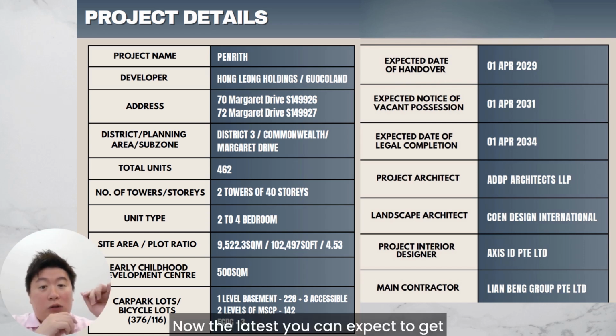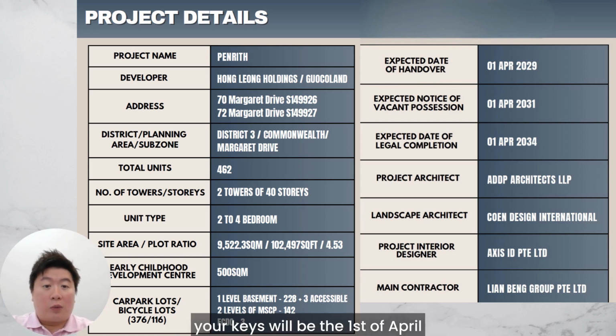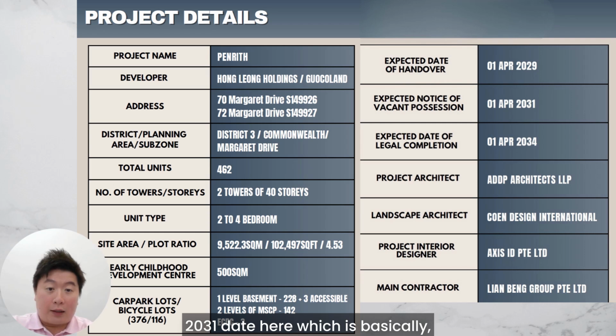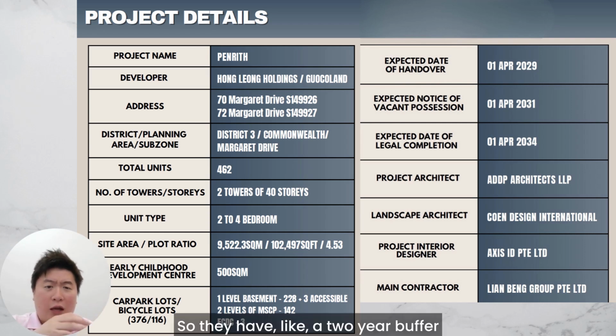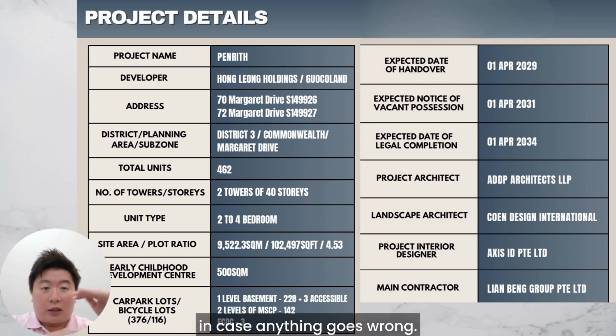Now, the latest you can expect to get your keys will be the 1st April 2031 date here, which is basically like the official TOP date. So they have like a 2 year buffer in case anything goes wrong.